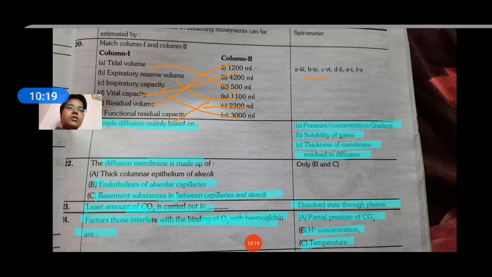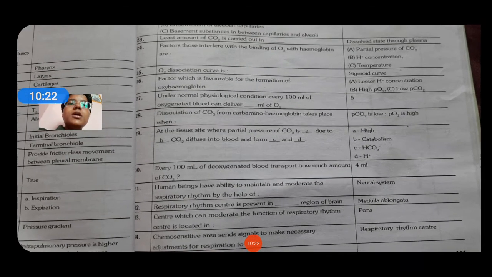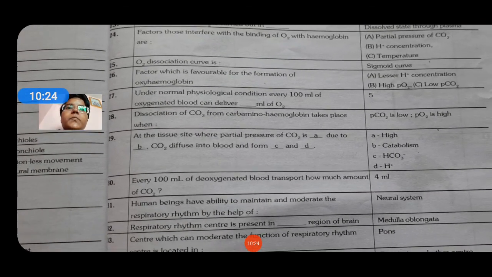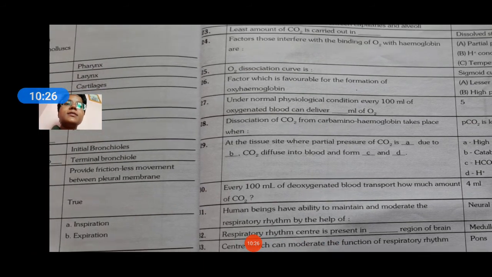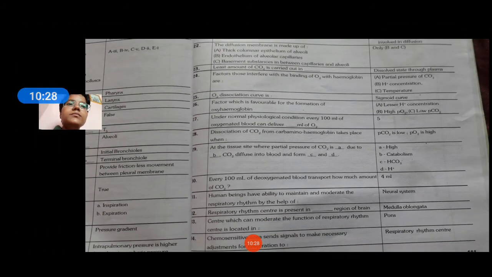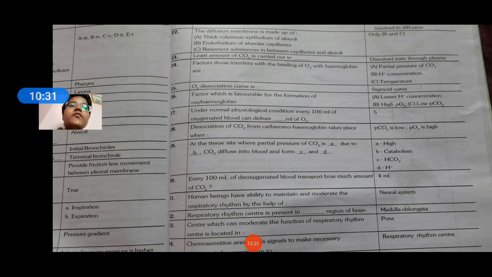Now we're going to see more questions. The O2 dissociation curve is a sigmoid curve. Factors favorable for formation of oxyhemoglobin are low H plus concentration, high PO2 and low PCO2. Under normal physiological conditions, every 100 ml of oxygenated blood can deliver 5 ml of O2.